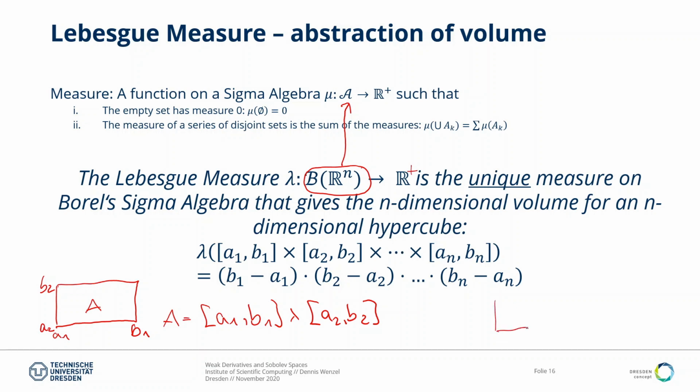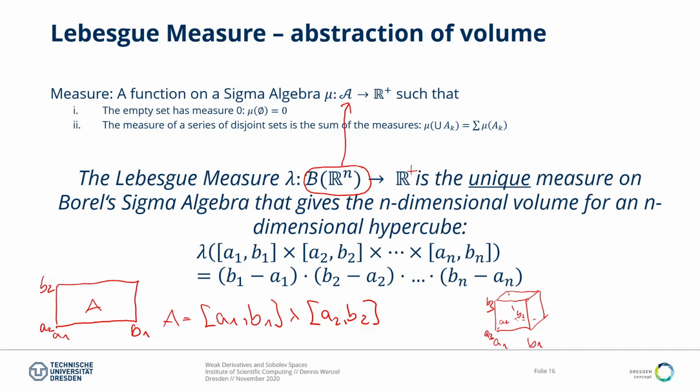So if you have in 3D a cubical shape, I'll try to draw it. It doesn't look so bad. So if you have a cubical shape in 3D, then this means you don't only have A1 and B1 and A2 and B2, but you also have A3 and B3, and then that volume is the product of all of those. So Lebesgue measure is the unique measure on the Borel sigma algebra, so on that set of subsets of Rn, that actually gives you the volume that you want.